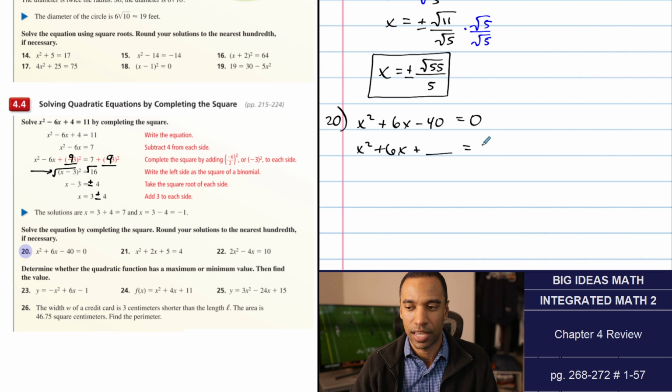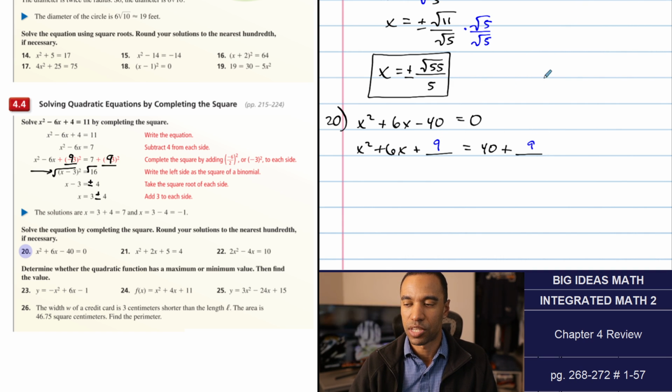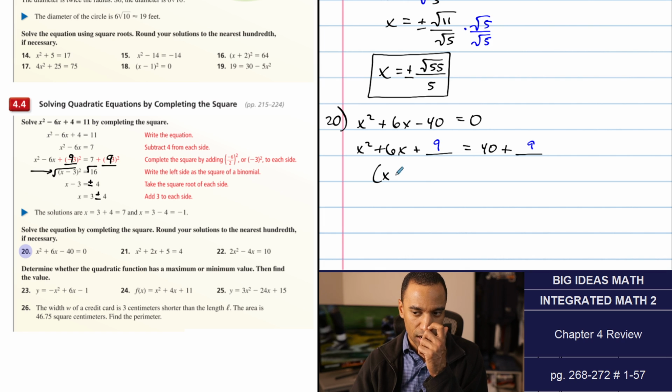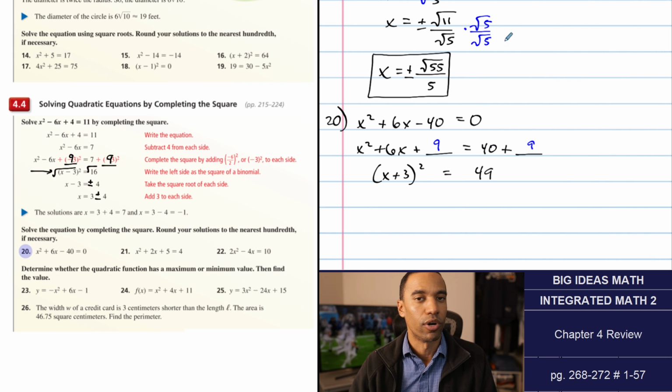Negative 40 wasn't cutting it, so I added it over. If I add something to one side, I've got to add to the other side, just like this 40. This number is going to be a 9. We just saw that from the previous problem. 6 divided by 2 is 3, which actually ends up in the factorization. And 3 squared is 9. But the fact of the matter is I had to add 9 to both sides. 40 plus 9 is 49.